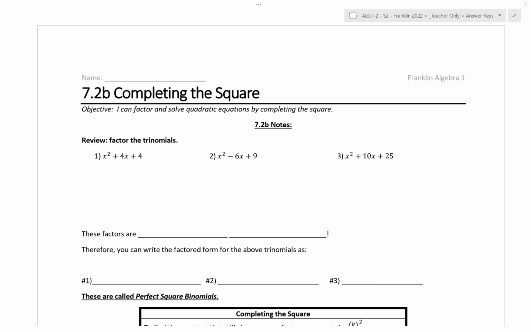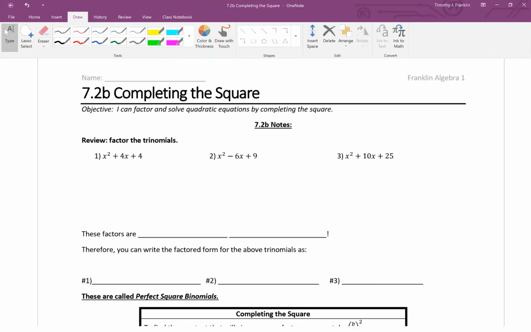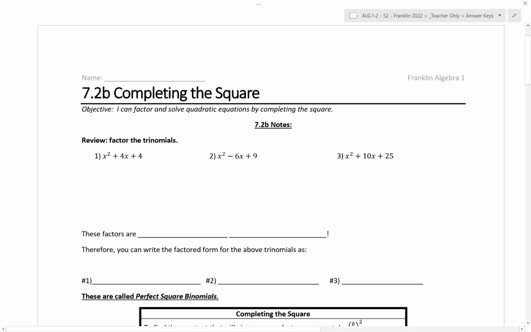So this method is called completing the square, and we're going to be solving quadratic equations using this method. Now, this does require a little bit of review of factoring.